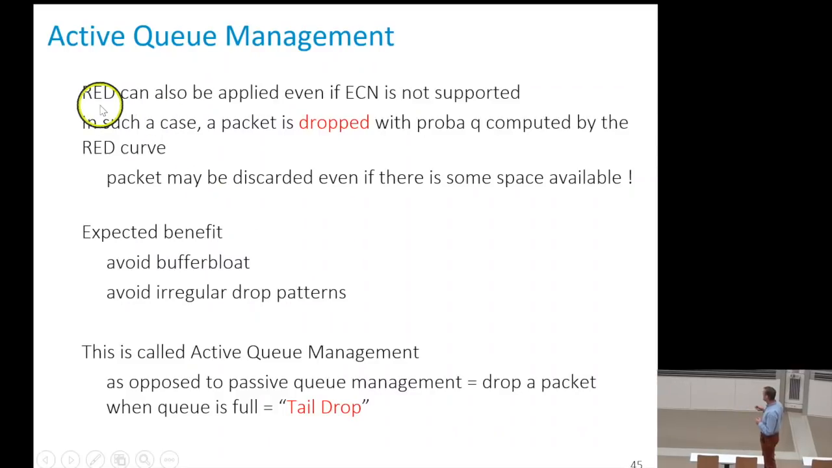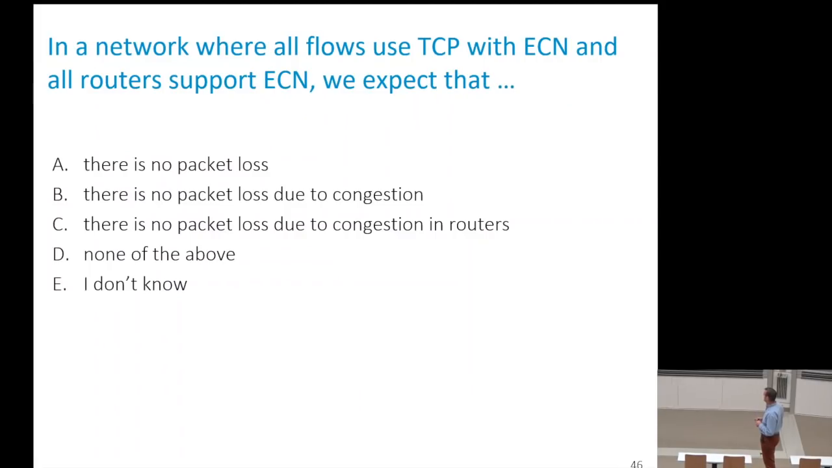So RED is deployed in a number of internet routers today. And in the lab, in lab 5, we will see whether we can activate this or not. This is called active queue management, as opposed to the default policy, which is called tail drop. We drop a packet only when it's at the tail of the queue. Here, we drop it even before.